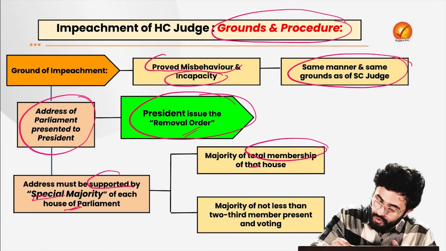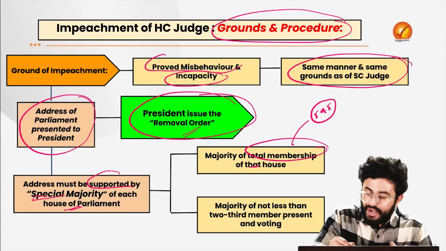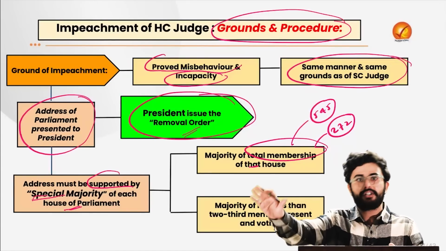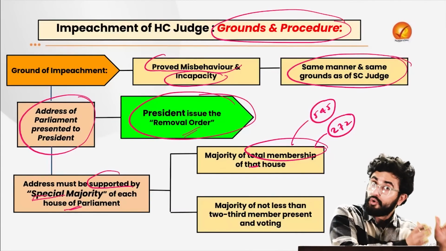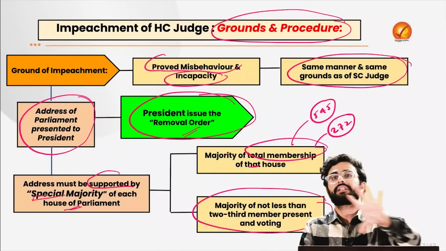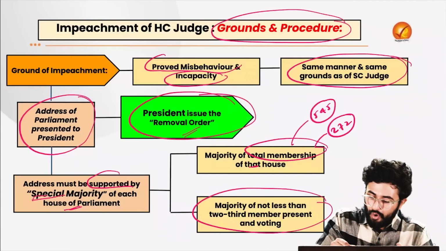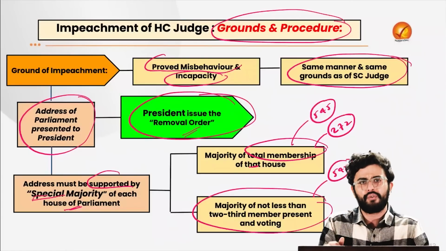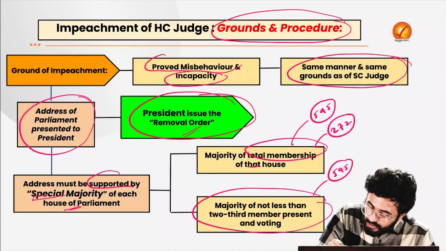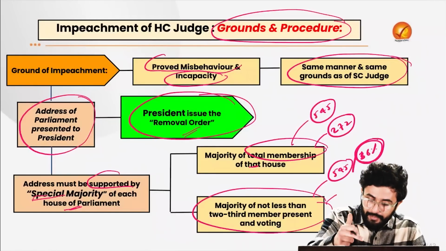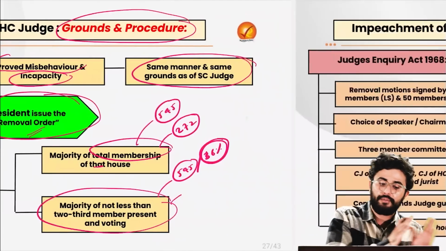So let's say, for example, if Lok Sabha has 545 members, first of all 272 members shall agree that yes, this judge shall be impeached. That will be the majority of the total membership. Second is a majority of not less than 2/3 members present and voting. So let's say, for example, on that particular day, all 545 were present. So around 66% of the members shall actually agree to impeach the judge, right? So remember these two provisions which actually form the special majority.